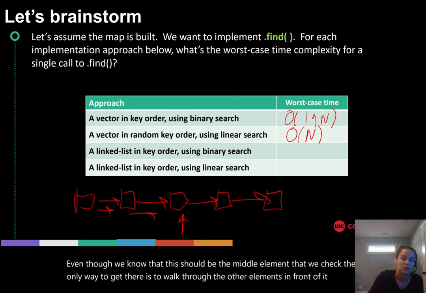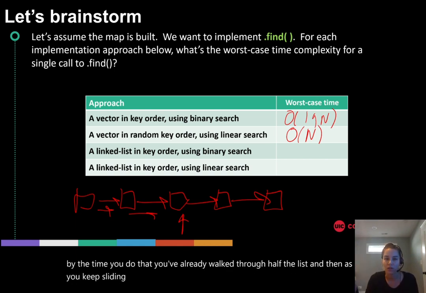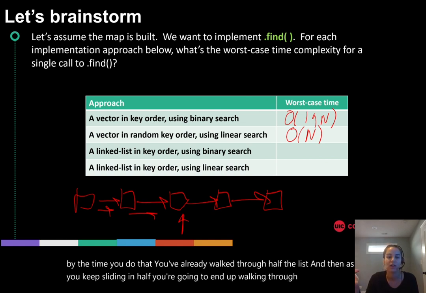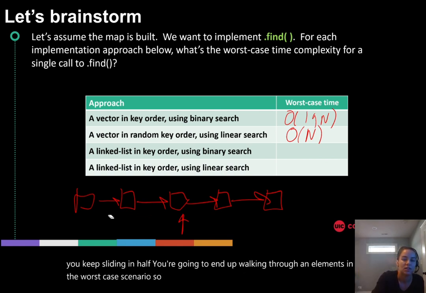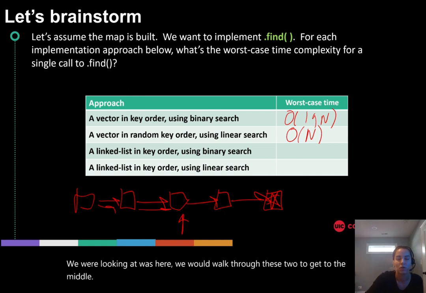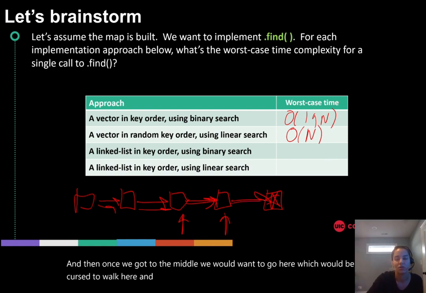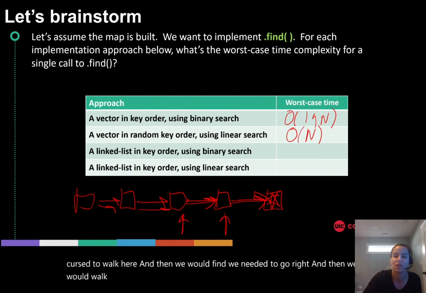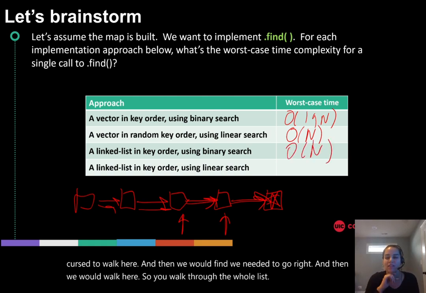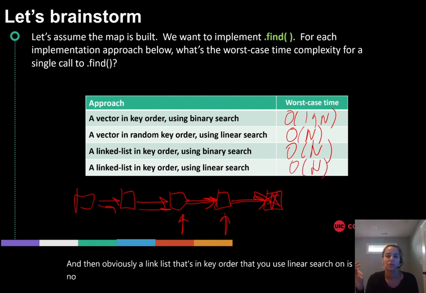And so by the time you do that, you've already walked through half the list, and then as you keep splitting in half, you're going to end up walking through n elements in the worst case scenario. So for example, let's say the element we were looking for was here. We would walk through these two to get to the middle, and then we would want to go here, which would require us to walk here, and then we would find we needed to go right, and then we would walk here. So you'd walk through the whole list. And then obviously, a linked list in key order that you use linear search on is no different than using linear search on a vector, so that's also O of n.